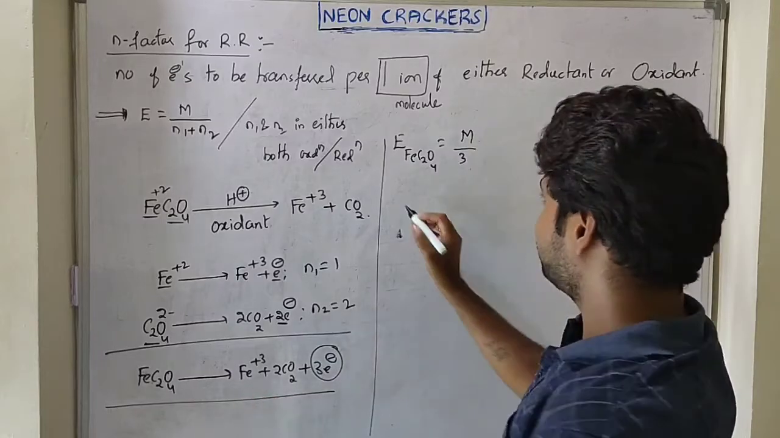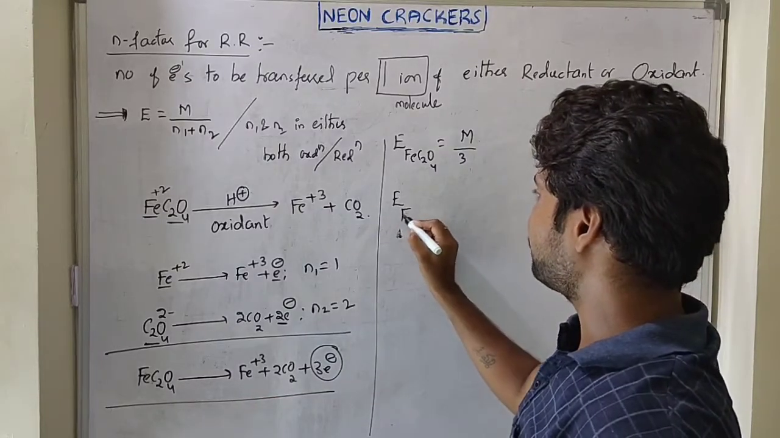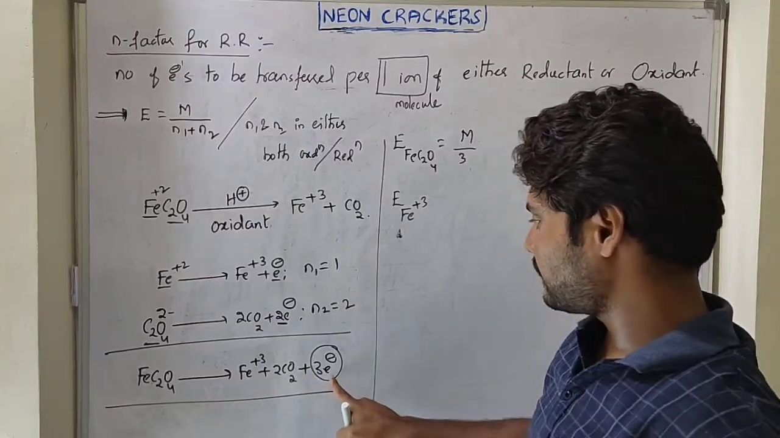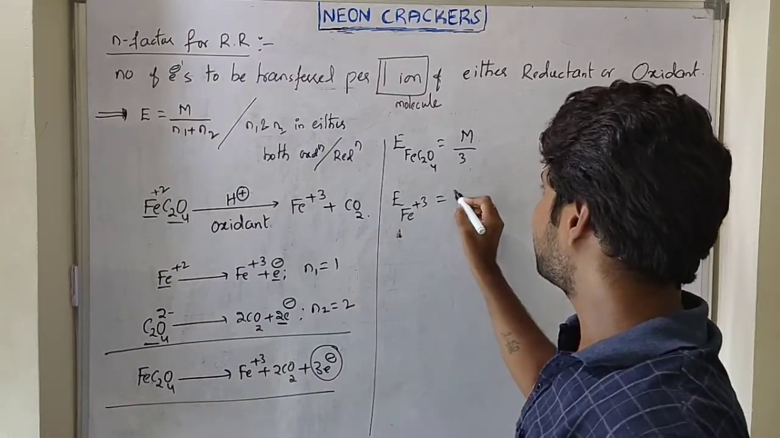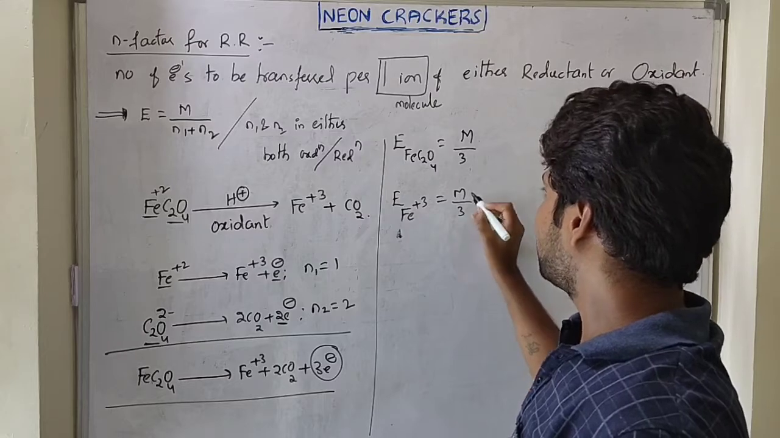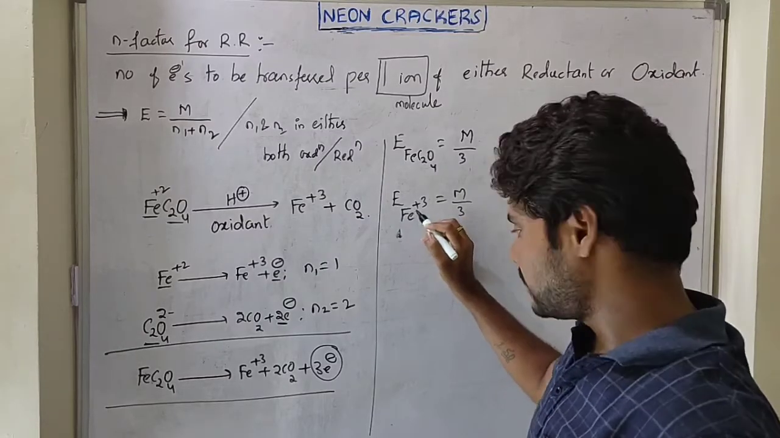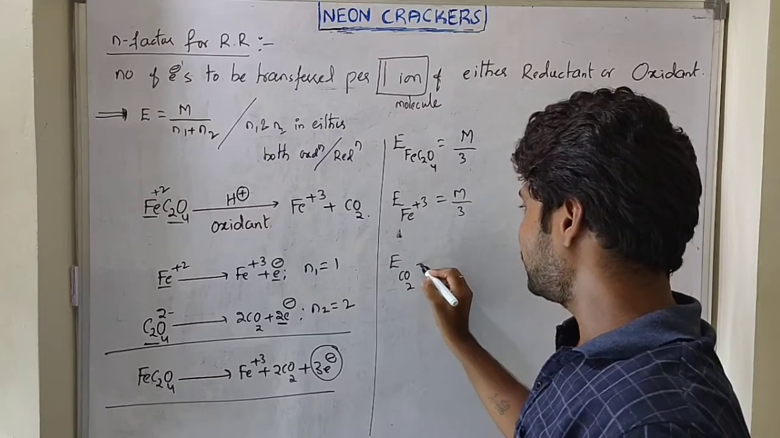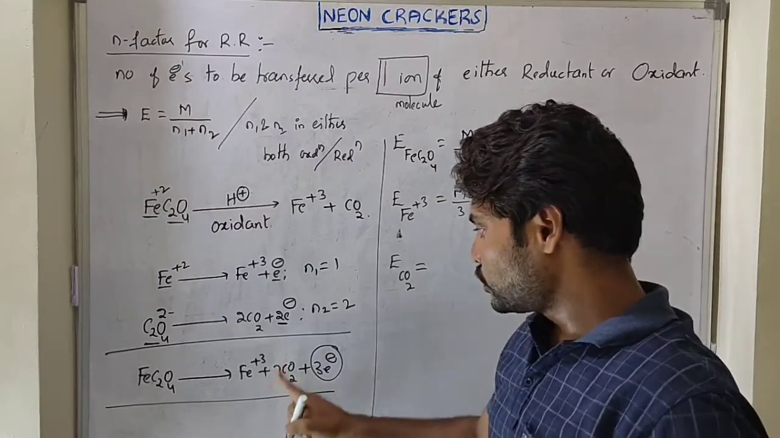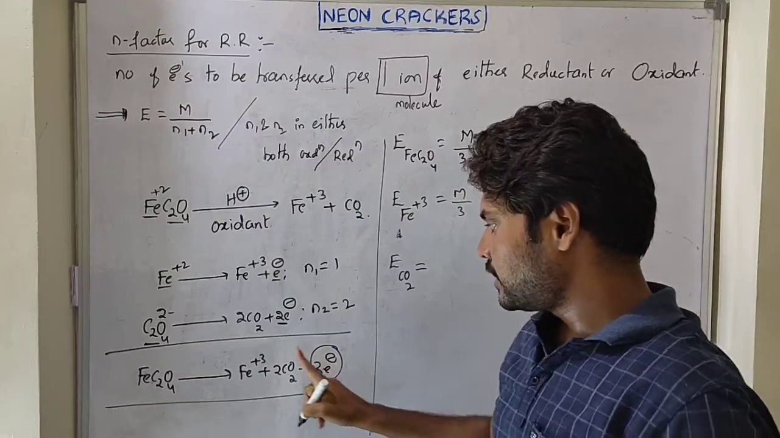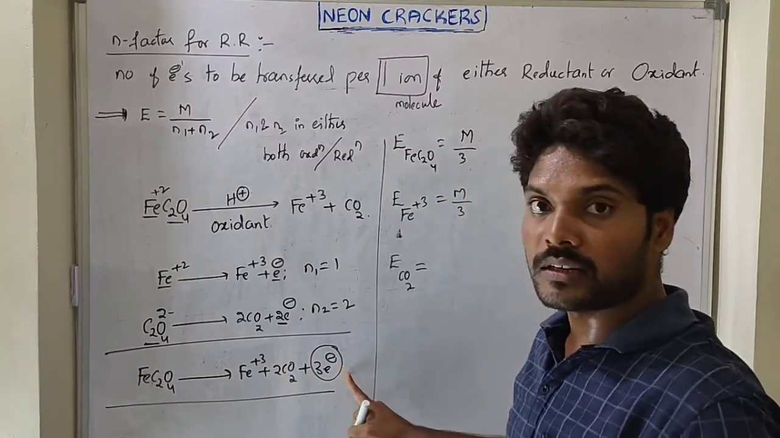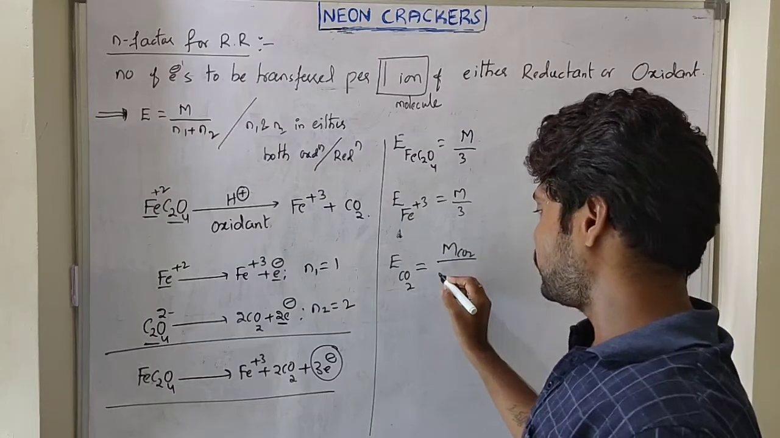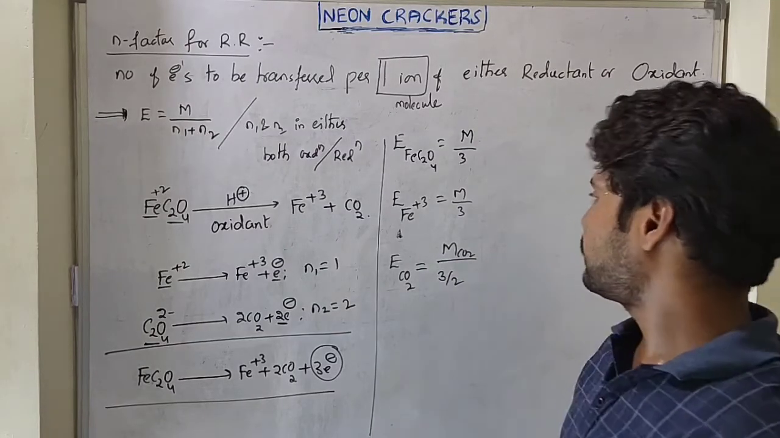Now the next question: equivalent weight of Fe+3 ions. Only one ion, number of electrons is 3, so the N factor is 3. M upon 3, where M is the molar mass of Fe+3. Next, equivalent weight of CO2 here. For 2 molecules, 3 electrons; then for 1 molecule, 3 by 2 electrons, that is the N factor. So molar mass of CO2 upon 3 by 2.